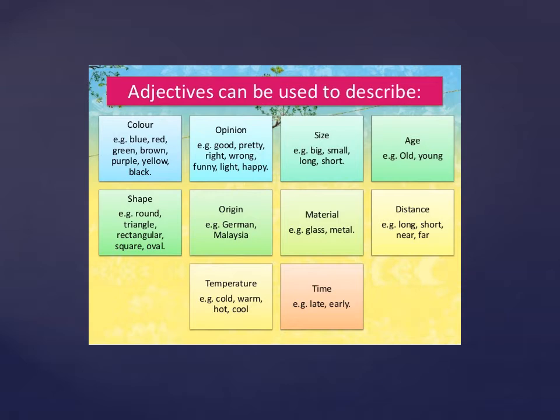It describes the origin of the noun or pronoun: German, Malaysian, Indian. It describes the material of the particular noun or pronoun: glass, metal, etc. It also describes the distance of the noun: long, short, near, far. It also describes the temperature of the noun, like cold, warm, hot, cool. It also describes the time of the noun: late, early. So these are the words we are using to describe the noun, and these are all called adjectives.